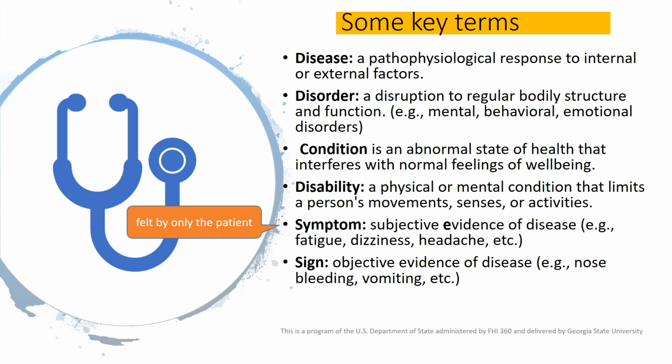Close to symptom, we have the signs of a disease. A sign is an objective evidence of a disease. And here, the difference is that it is visible to the patient, to the doctor, and to other people too. Some examples are nose bleeding or vomiting. And usually people talk about the signs and symptoms of a disease, which is what our module is about this week.